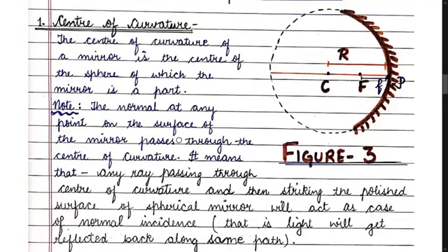Students, the first term is center of curvature. So see figure number 3. In figure number 3, there is a complete circle. Instead, this is a complete sphere. And in this sphere, it must be having a certain center.